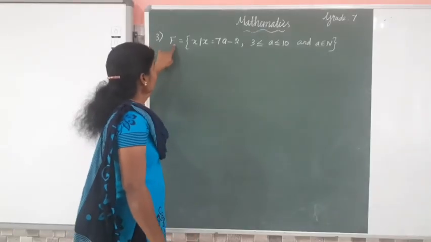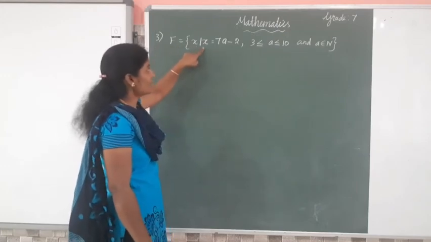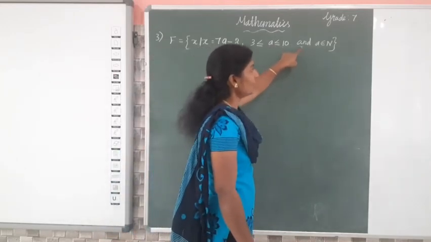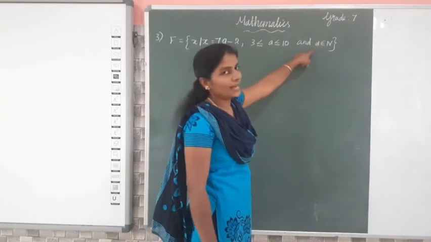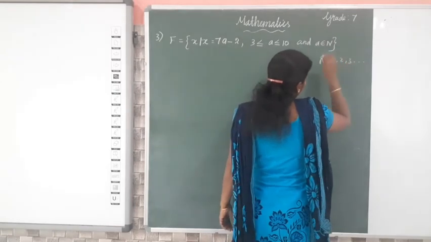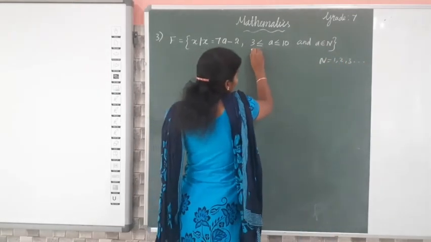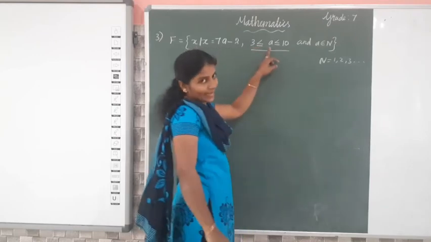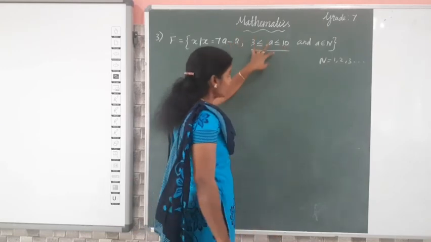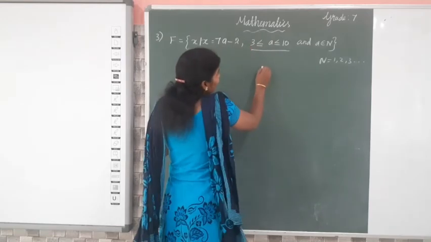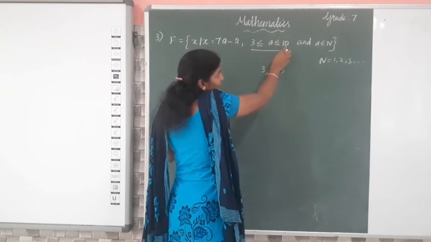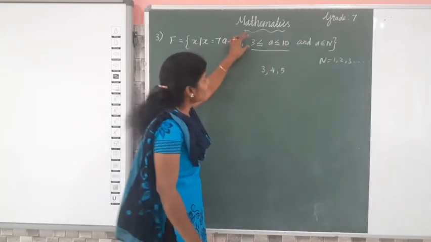Third one. Set F is equal to set of all x such that x equal to 7a minus 2, 3 less than or equal to a, less than or equal to 10 and a belongs to capital N. A belongs to capital N means a is a natural number, 1, 2, 3, etc. Now here, what is the condition? 3 less than or equal to a, less than or equal to 10. What's the meaning? 3 and above 3. We can start from 3, then 4, 5. Less than or equal to 10 means up to 10. 3 to 10.